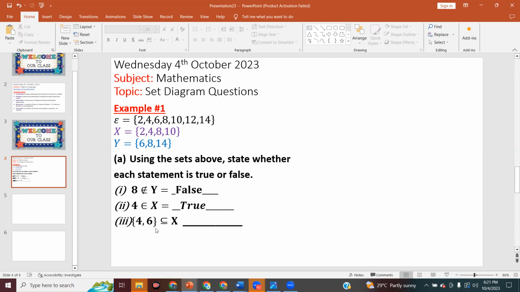All right. So the set 4, 6 is a subset of X. Is that true or is that false? All right, most persons are saying false. Why would y'all say false? Because that's its own set. Say it again. That's its own set.